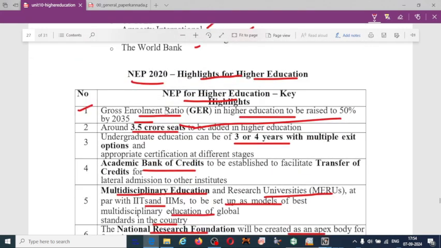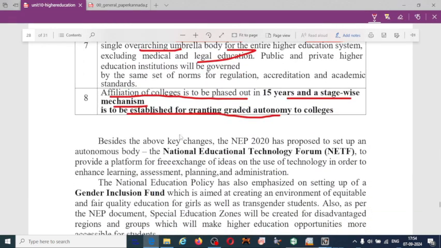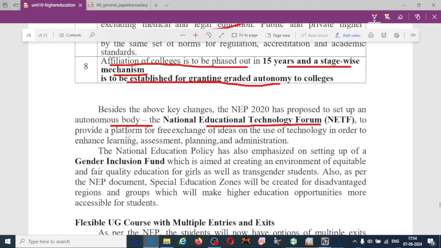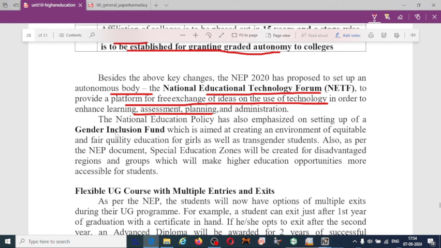Besides these key highlights, NEP 2020 has proposed to set up an autonomous body, the National Educational Technology Forum, to provide a platform for free exchange of ideas on the use of technology to enhance learning, assessment, planning, and administration. National education policy has also emphasized setting up of the Gender Inclusion Fund, which aims at creating an environment of equitable and fair quality education for girls as well as transgender students.